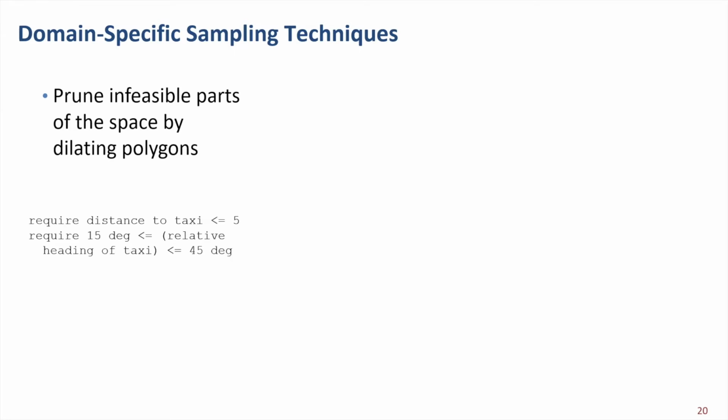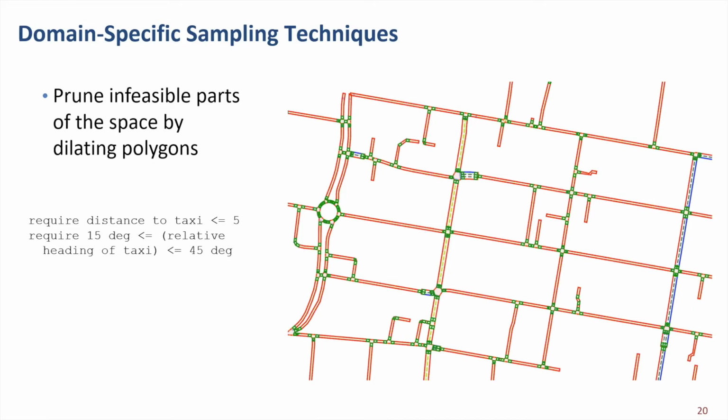Okay, so consider a very simple example where you have an ego vehicle that is in the environment with a taxi. And the constraints there are the distance to the taxi is less than 5 meters. And the relative angle between the car and the taxi is between 15 and 45, right? So here's actually a map of Berkeley. And because of the funny angle between the taxi and the car, there's a lot of sections of the road where this sort of an angle is not possible.